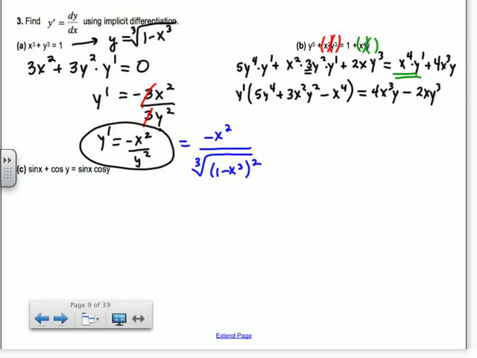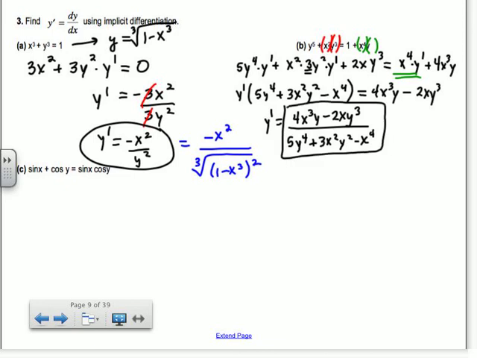Okay. So now divide. So I get y prime equals 4x cubed y minus 2xy cubed all over 5y to the 4th plus 3x squared y squared minus x to the 4th. And then I always make sure that you can't pull out any x's or y's or anything like that. On the top, yes, I have x's and y's that I could pull out, but on the bottom, I don't have x's and y's in each thing, right? Like I couldn't pull out a y on the bottom because the last term doesn't have a y. Couldn't pull out an x because the first term doesn't have an x. So that's as good as it gets. Pretty messy.